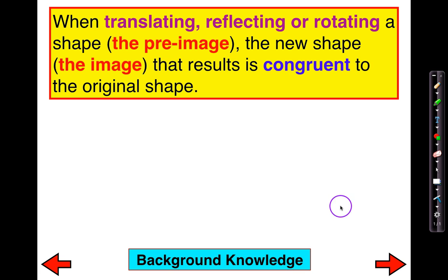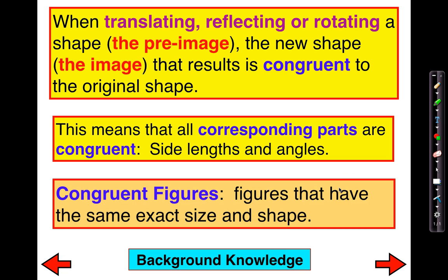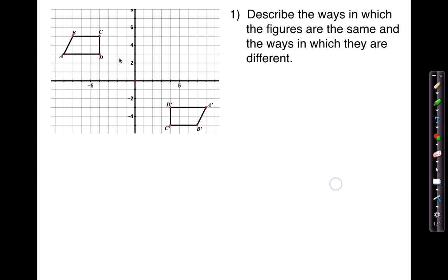So from our previous lesson, we've talked about how translating, reflecting, or rotating basically creates congruent shapes, which is going to mean that all corresponding parts are congruent, which means corresponding sides are congruent, as well as corresponding angles. And we know that figures are congruent whenever they have the same size and the same shape. So let's go ahead and take a look at the very first problem.